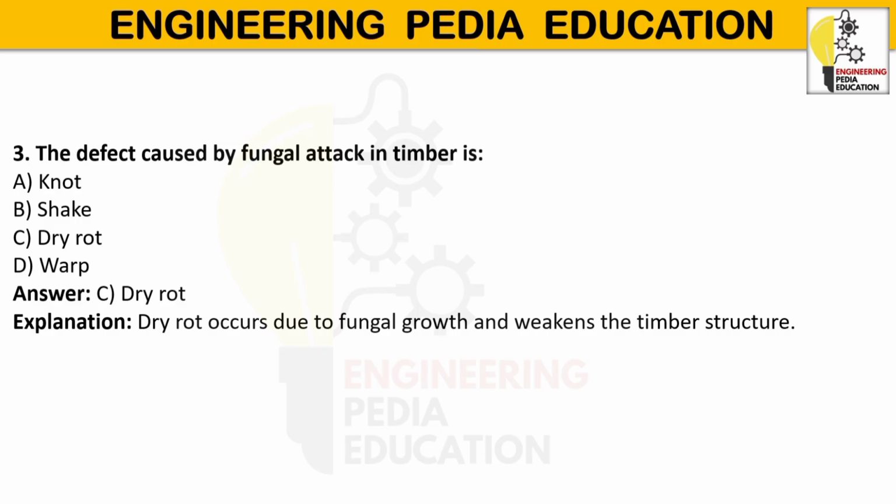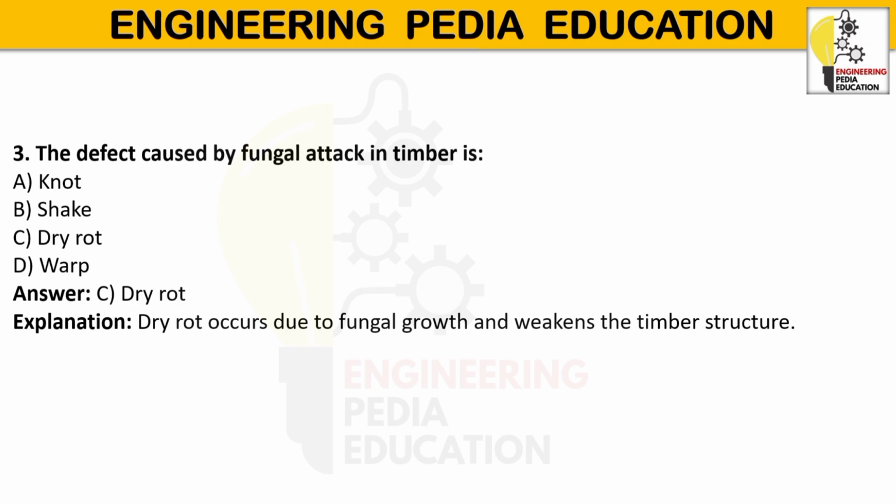It usually occurs when wood remains damp for a prolonged period, allowing fungi to grow and break down the wood fiber. Causes of dry rot are high moisture content in timber, poor ventilation, damp and humid environment, water leakage or persistence of moisture around wooden structure.